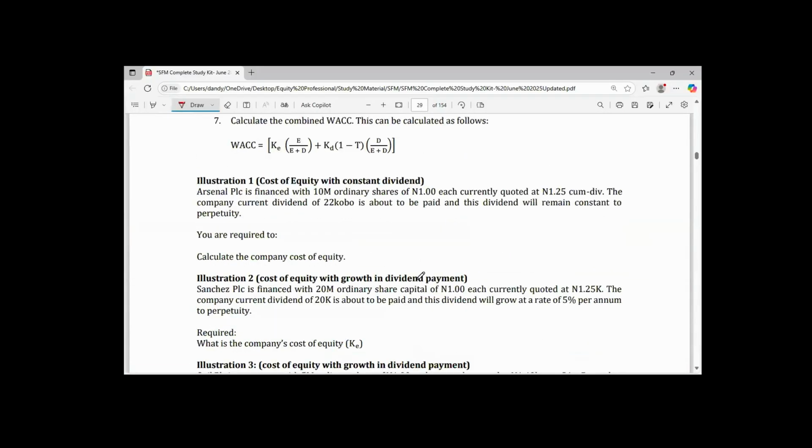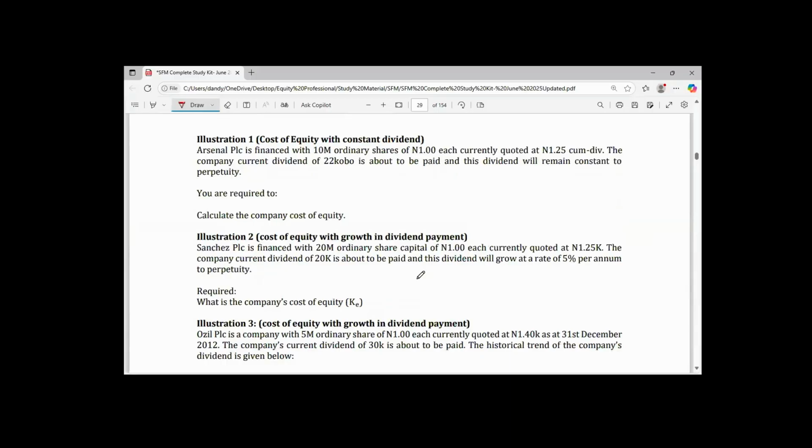Okay. Let's start with illustration number 1, Arsenal PLC. Please, you can open the material at your end. If you don't have access to the material and you are in the SFM group, you can just chat on the SFM group that somebody should please share it with you.